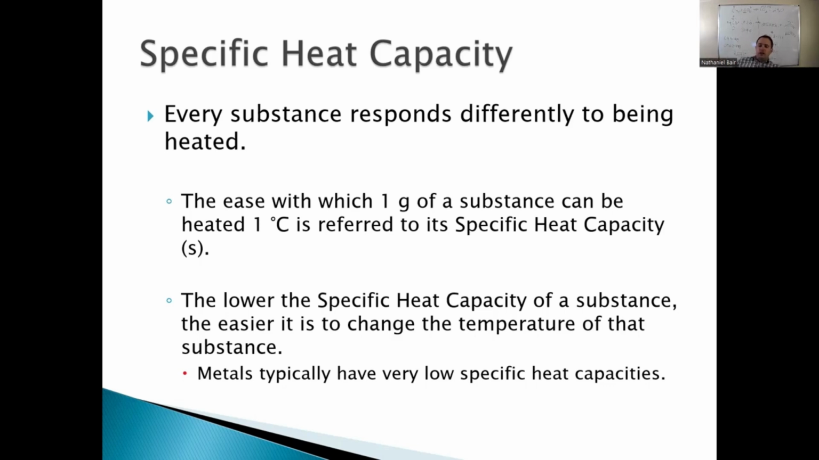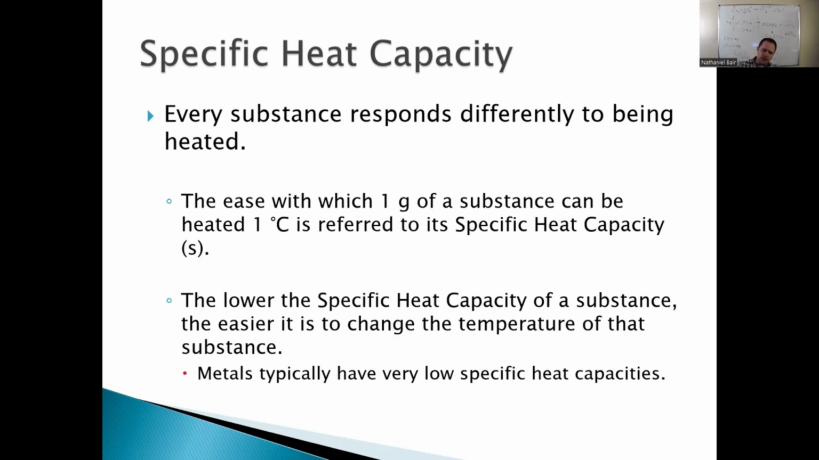Water has a very high specific heat capacity. If I take a lighter and hold it to this water for a couple seconds, I would put my hand in here, right? It's not going to be scalding hot, okay? Because water is very hard to change the temperature of. You got to put a lot of thermal energy in to change the temperature of water. It has a high specific heat capacity.